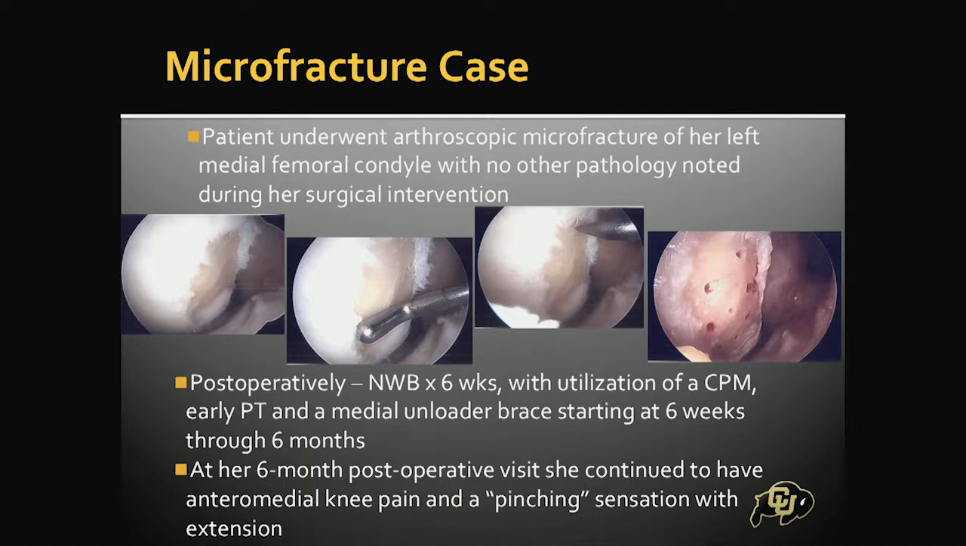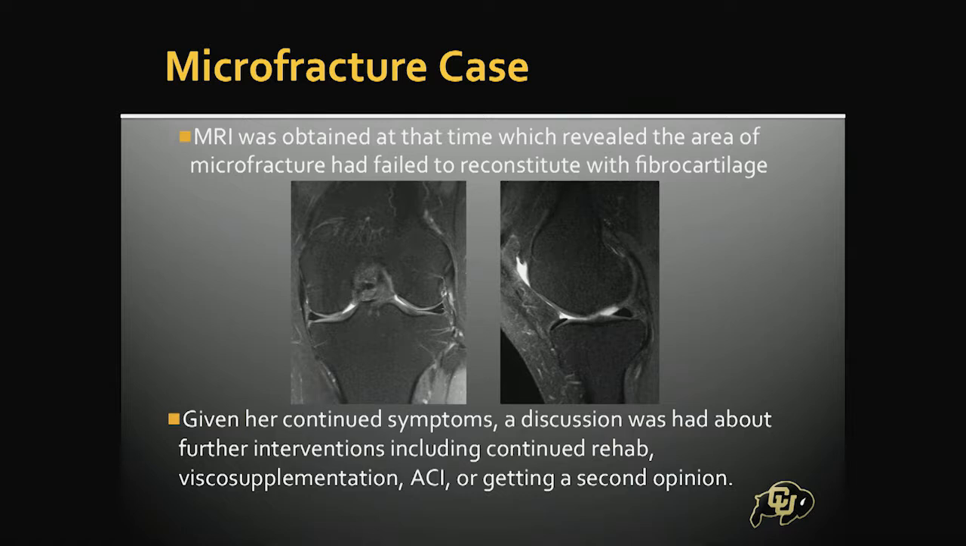Postoperatively, she was non-weight bearing for 6 weeks. She began immediate use of a CPM, and when she initiated weight bearing, we put her into a medial unloader brace. Unfortunately, at 6 months out, she remained symptomatic over the anteromedial joint line. So, an MRI was obtained at this time and showed that the area where we had microfractured did not have any infill, did not reconstitute with fibrocartilage.